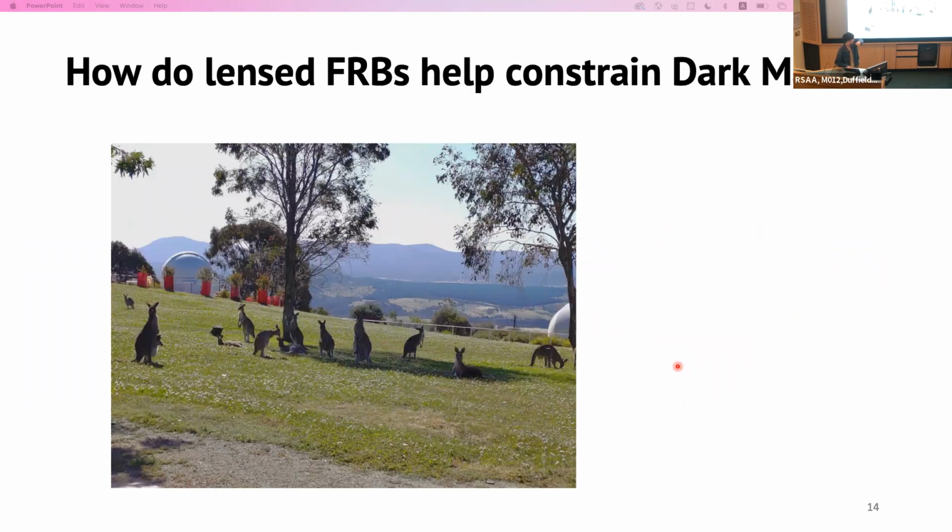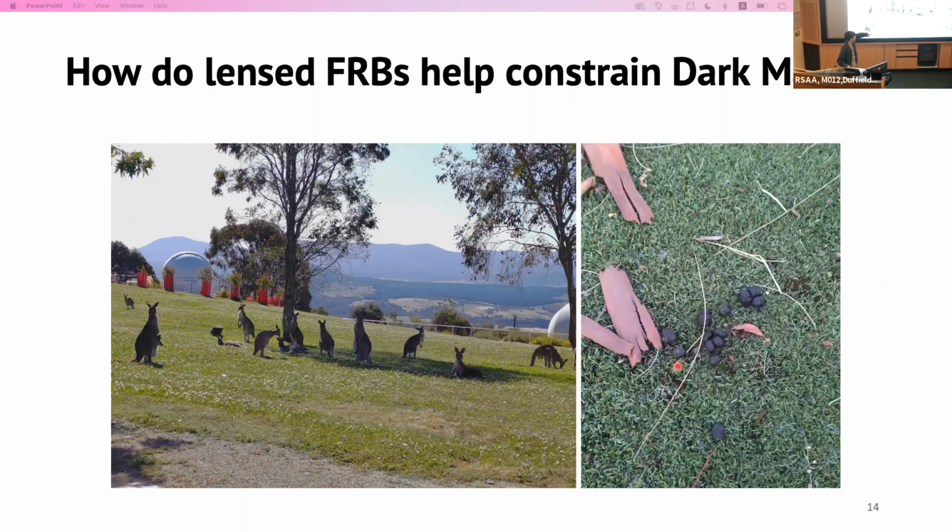To help you have more understanding of how gravitationally lensed FRBs can help us constrain dark matter, I will give you a story. We can see so many kangaroos up on Mount Stromlo, right? Sometimes you also see something like this, which is the poop. So imagine those kangaroos are invisible, like dark matter. You can actually use these things up there to estimate the number of kangaroos on our mountain. This is similar to how you use lens FRBs to estimate the amount of dark matter in our universe.